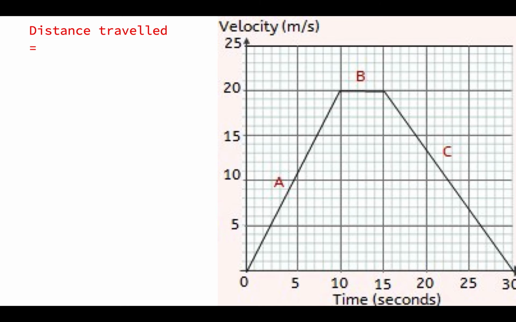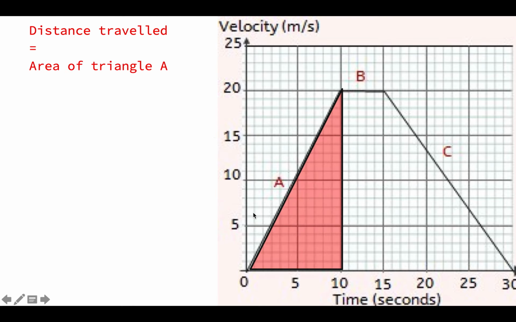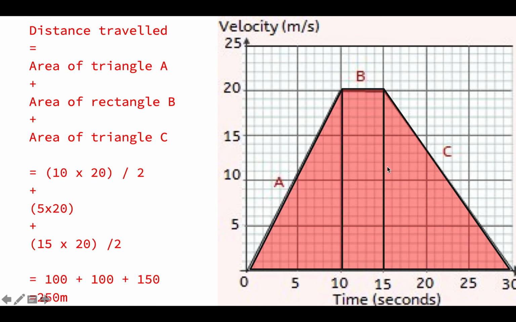If you remember from a couple of slides ago, the distance travelled is equal to the area under the graph. So it's the area of this triangle here, plus the area of this rectangle here, plus the area of this triangle here. The area of triangle A is, if you remember, half the base times the height, or the base 10 times the height, 20 divided by 2. That's the area of a right angled triangle.